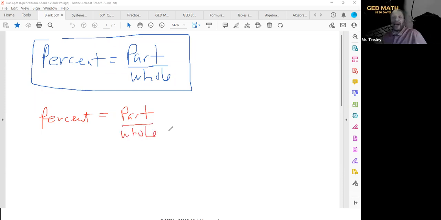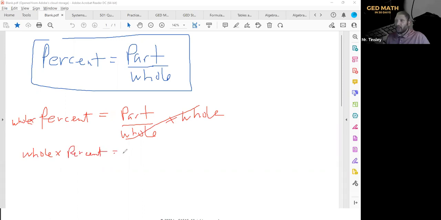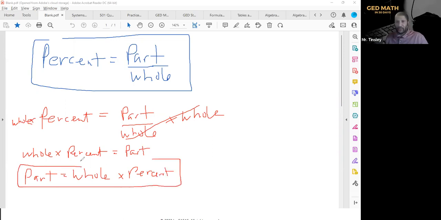Well, part is being divided by whole. That's how you determine what the opposite operation is. Since I'm dividing, the opposite is multiplication. So I got to multiply by whole. Whatever I do on one side, I do on the other. The two wholes cancel. I have whole times percent equals part. Hold on, Mr. Tinsley. I thought you said part equals whole times percent. It doesn't matter. That's what the equal sign means. On both sides of the equation, it's the same thing. So if I want to rearrange it and say part equals whole times percent, I can. Both things on both sides are equal. That's what it means.